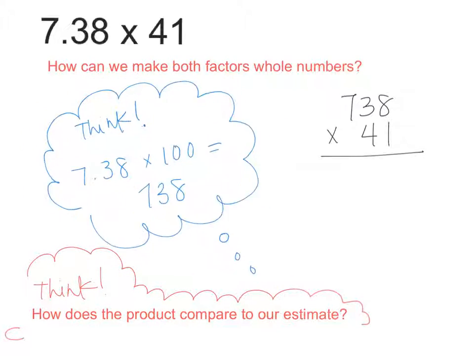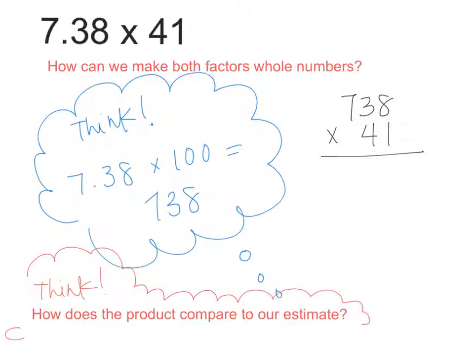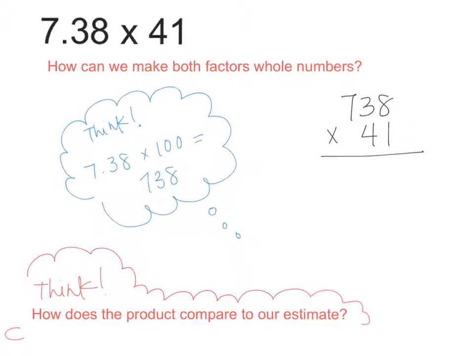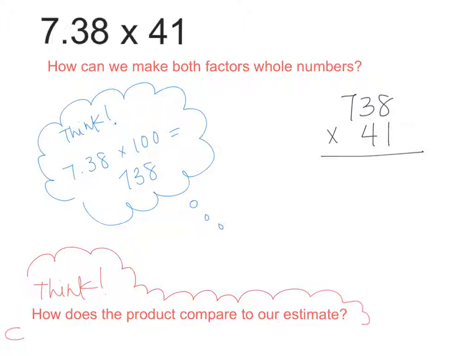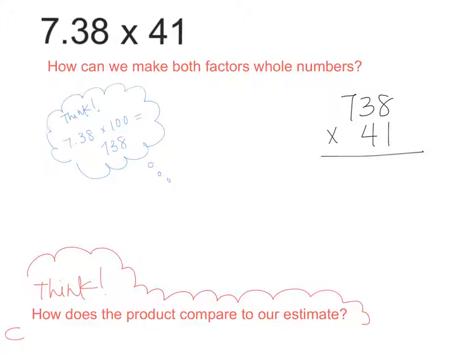So we can think in our head, and I want you to write this down. We can think 7.38 times 100 is 738. Okay, go ahead and write that down in your notebook. Now that we have 2 whole number factors, we can actually just multiply using the standard algorithm. So 738 times 1 is what?